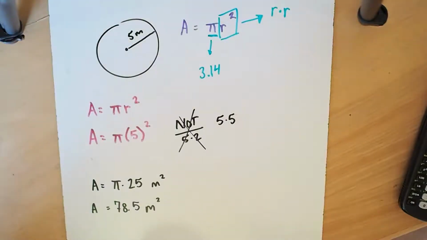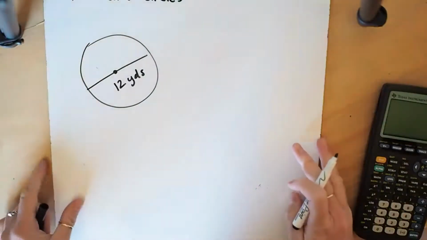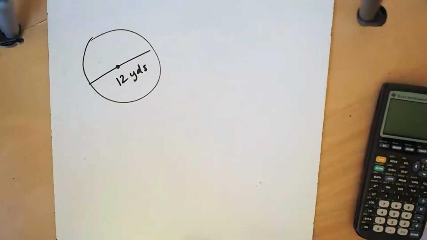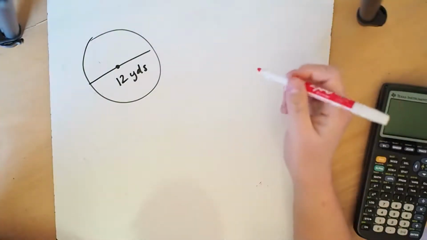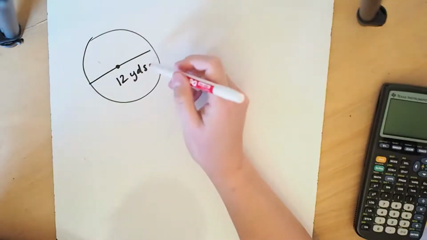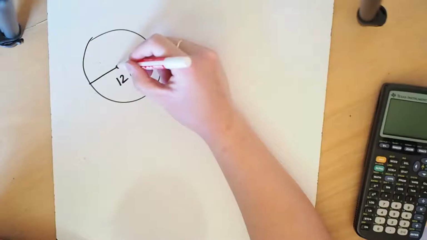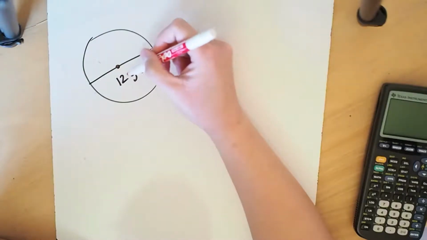There's a couple of situations that might get confusing though, so let's do a couple more examples. Here's a circle that has a diameter of 12 yards. We want to find the area. Well, in the case of area, there's no nice formula that lets you use diameter to find the area. This is the diameter, this is not the radius. We want only the distance from here to the outside of the circle, or half of the diameter.